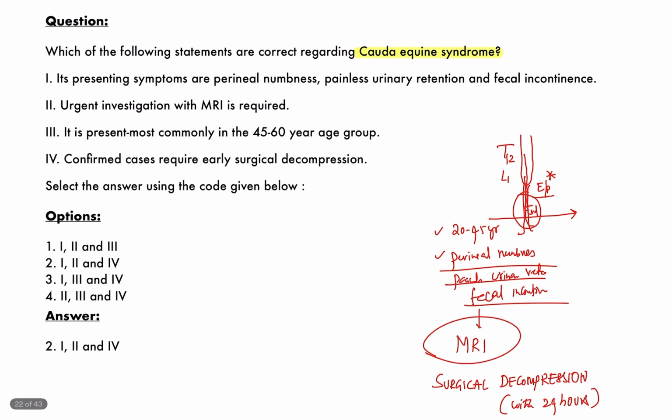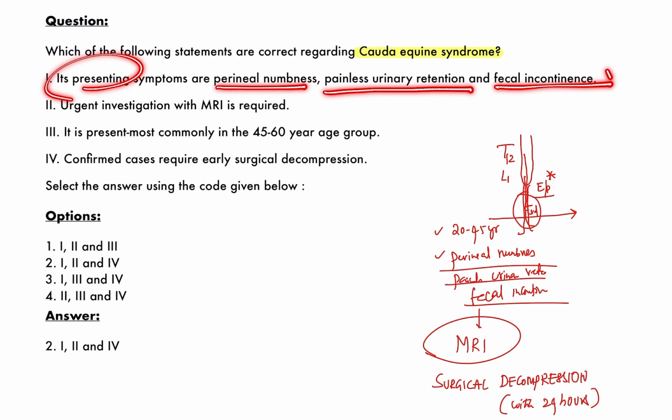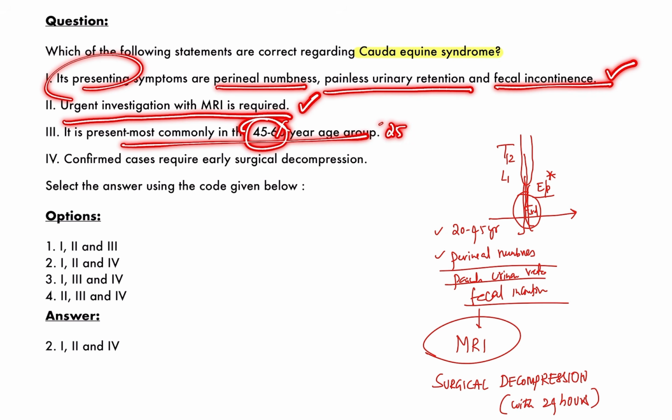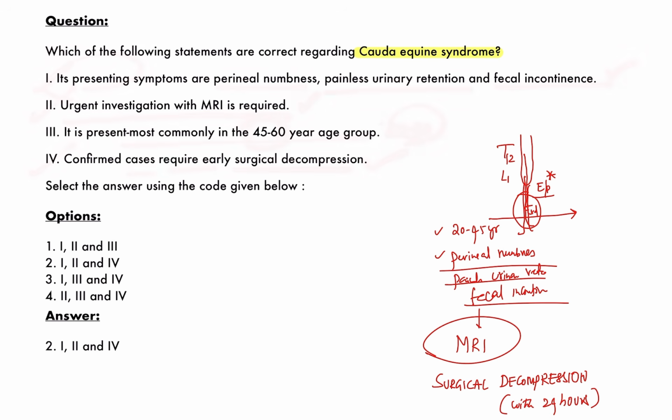Which of the following statements are correct regarding cauda equina syndrome? Its presenting symptoms are perineal numbness, painless urinary retention and fecal incontinence, right? Urgent investigation is required, right? Most commonly no, not 45 to 60, it is 25 to 40. Now confirmed cases require early surgical decompression. This is also right. 1, 2 and 4 are right. So I would like to go for option 2 because option 3 is wrong in this case.